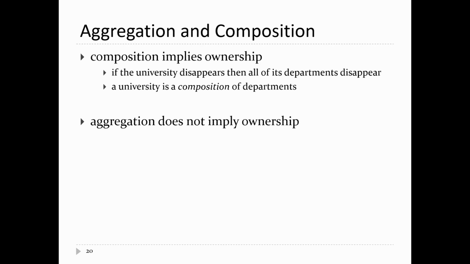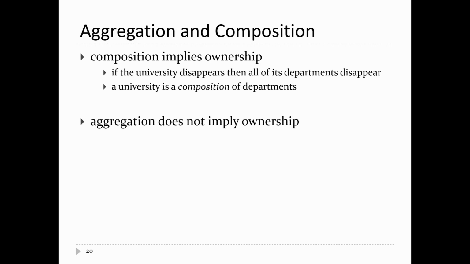Usually in this case the university, we would say that's the whole. The departments would be called the parts. So a university is a composition of departments, because the university actually owns its departments. Aggregation does not imply ownership. So aggregation is the weaker form. It's stronger than plain old association, but it's not as strong as composition.